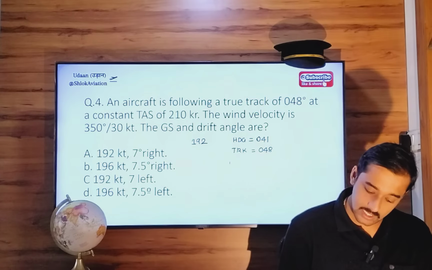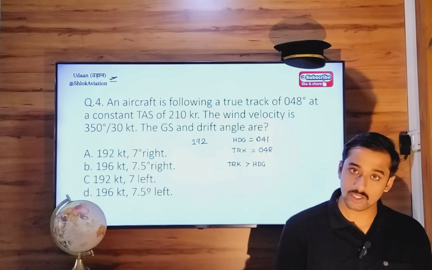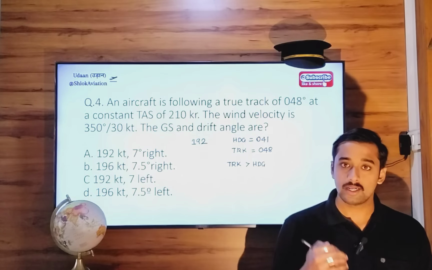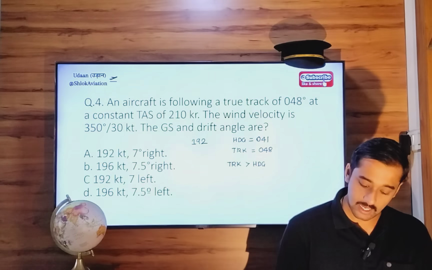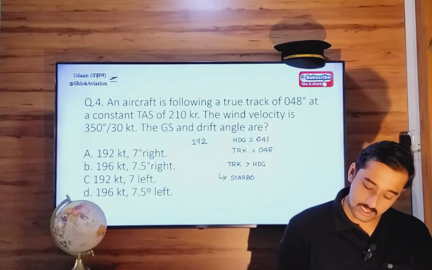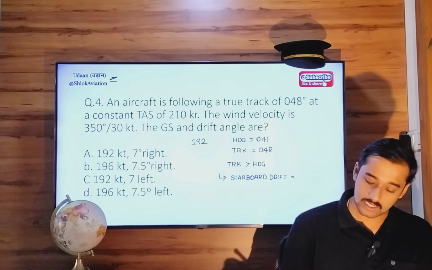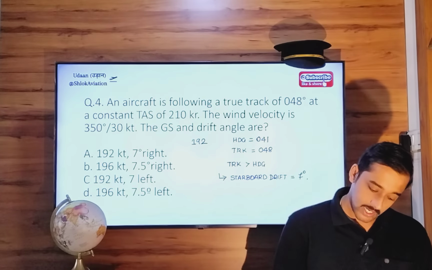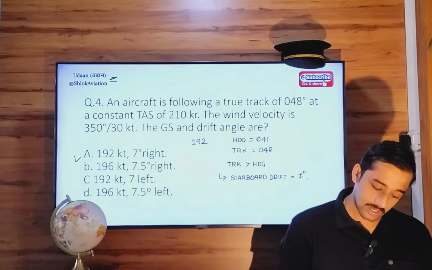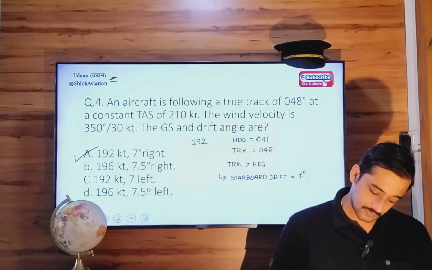Now as you can see, track is more than heading. 48 is more than 41, so track is more than heading. Now when track is more than heading, you are getting a starboard drift. A starboard drift of how much? 48 minus 41 is 7 degrees. So the correct option is 192 knots, 7 degrees right drift. Okay, next.